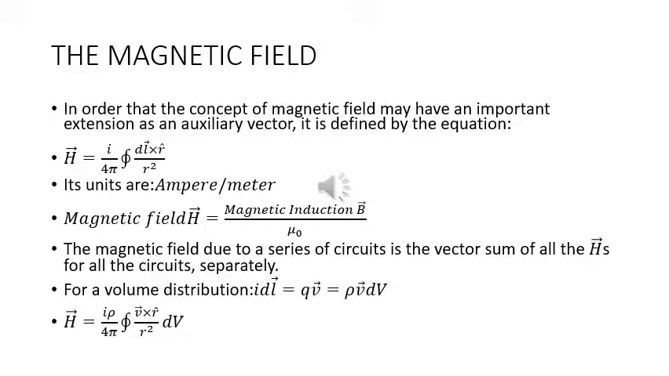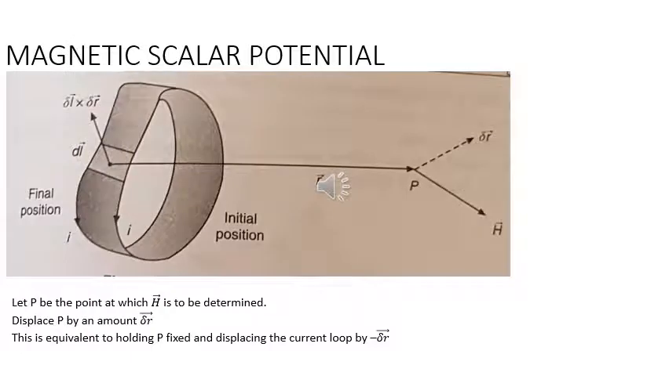For a volume distribution, I dl is equal to q v, which is equal to rho v dV. Therefore, H becomes equal to rho upon 4 pi closed integral v cross R upon R square dV.